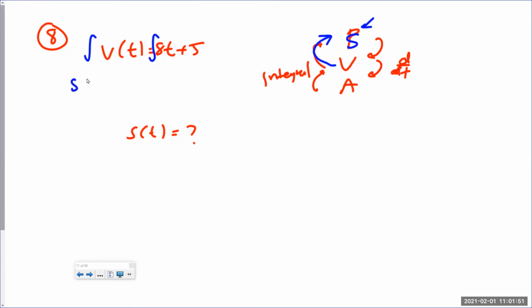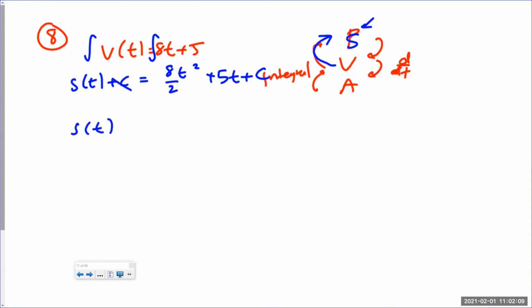So this is S of t plus C is equal to, you just take the integral separately. The integral on this side is going to be 8t squared over 2, right? Plus 5t plus Charlie. So I only need one Charlie. So what I have is S of t is equal to 4t squared plus 5t plus Charlie. Guys, I am looking for this on your answer. You should have this.